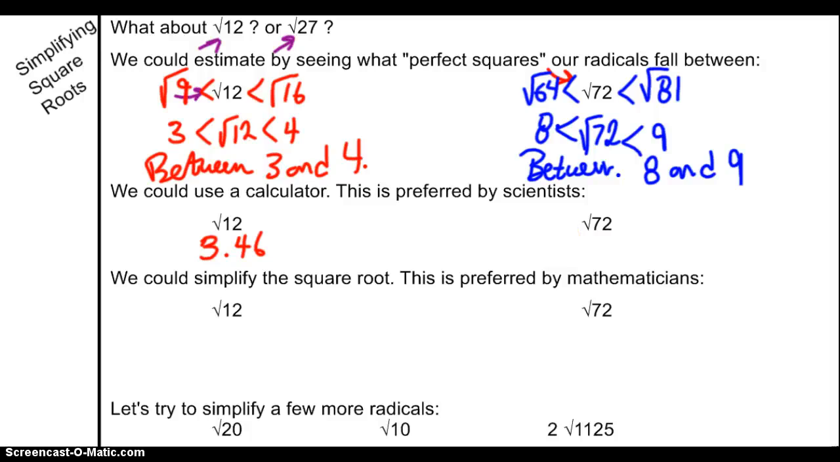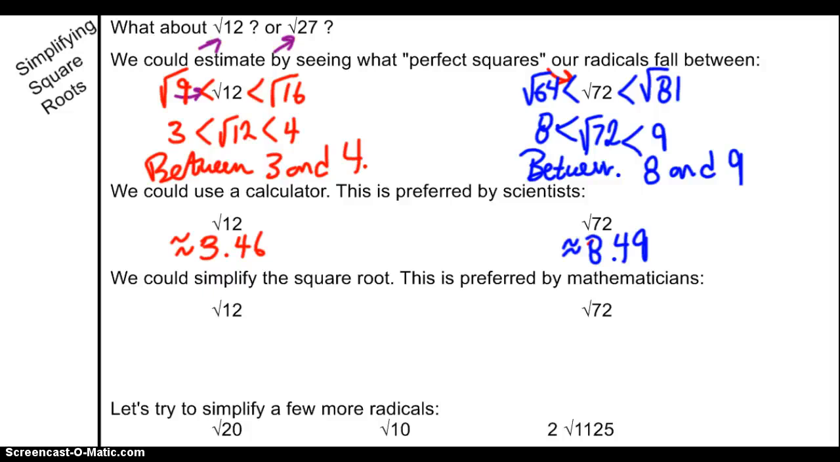Let's write that down. 8, I'm doing blue, 8.49. Perfect. Now the thing to remember is that the square root of 12 and the square root of 72 don't actually equal 3.46 and 8.49 because I rounded. So I'm going to draw this kind of squiggly equal sign, and this means approximately equal to. It means that it's not exactly 3.46 or 8.49, but we're just rounding or approximating here.